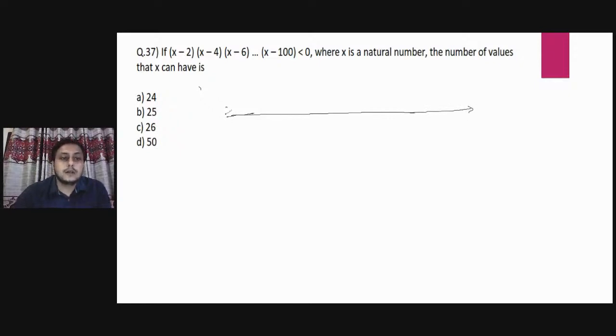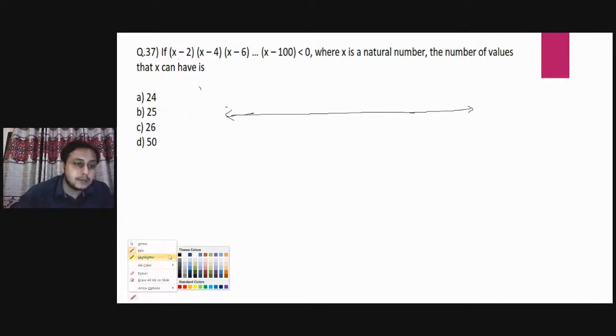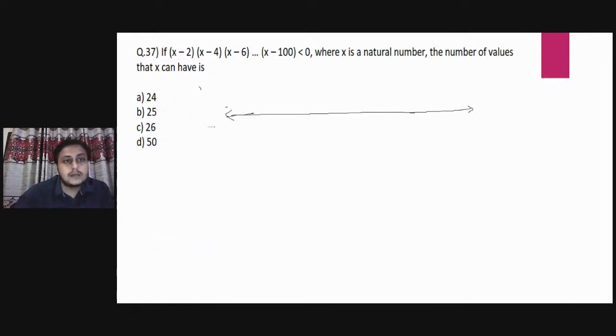So first, put all the critical points on this number line, right? So this number line is from minus infinity to plus infinity. So the critical points are 2, 4, 6, 8, 10 up to 100, means 2, 4, 6, 8, similarly up to 96, 98, 100, right? So guys, just use the wavy curve method. So start with a positive sign, from the extreme right-hand side.